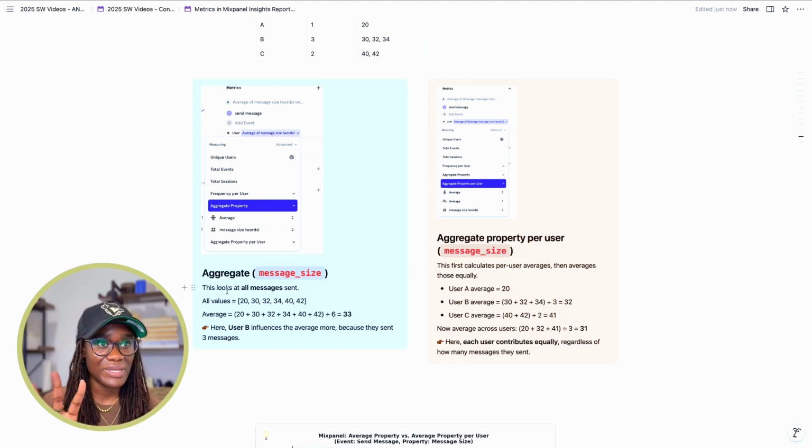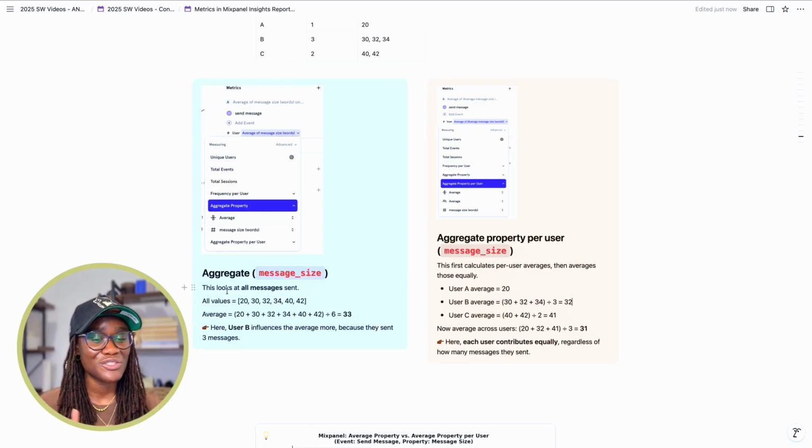because they sent 3 messages, and so they have more messages in the pool and more numbers for us to average by. But in the example where we're aggregating the property by user, each user contributes equally into the pool of averages, irrespective of how many messages were sent. The only thing is we averaged for the users first before they got into the pool of total. And so this is how the differences work.